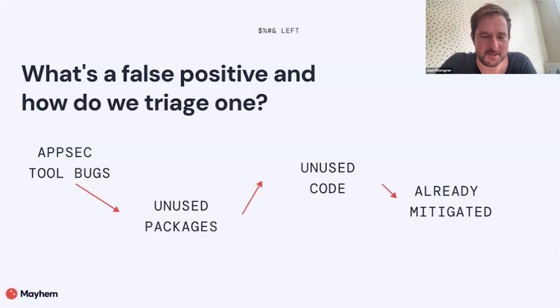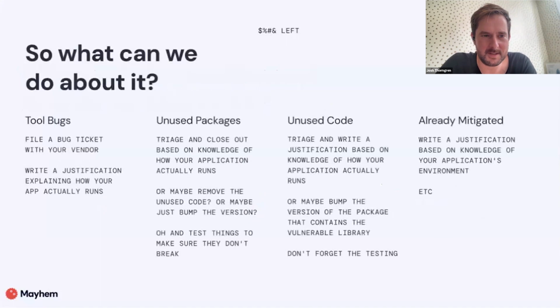That's just triaging. So you've got to go figure out all those things. Vincent, this goes back to your point: what's the process? You can file a bug ticket with your vendor. You can write a justification. You can remove unused code. You can do some testing after you remove unused code. Really, the process is you have to fix things or you write a bunch of justifications. You write the justifications based on your or your teammates' knowledge of what's actually running.